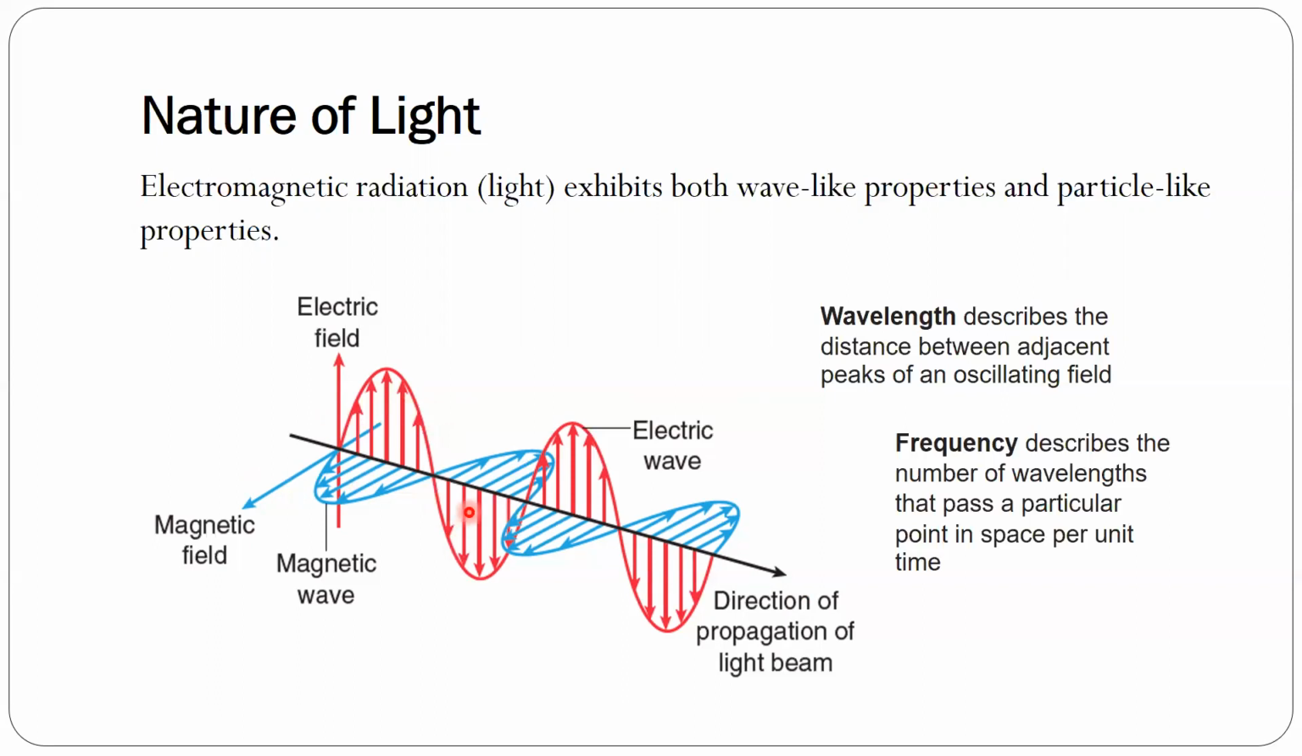Okay? So, in terms of a wave, we can describe these following properties. Number one, wavelength. So wavelength is simply yung distansya between adjacent peaks of the oscillating field. So from here to here, that is a measure of your wavelength. Whilst the frequency naman, it describes the number of wavelengths that pass a particular point in space per unit time. Okay? Wavelength is measured in units of length. Okay? And frequency will be measured in terms of per second or hertz.